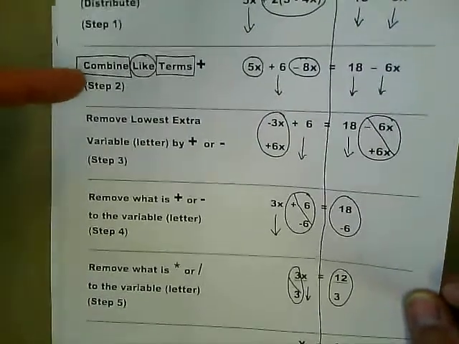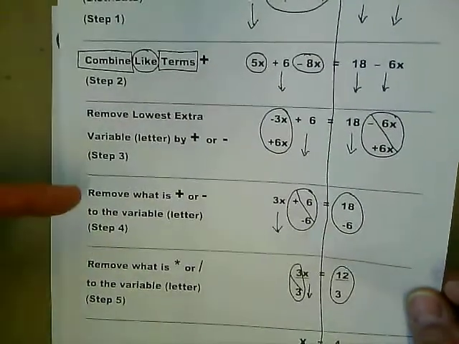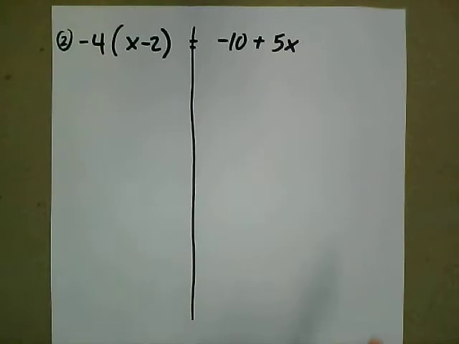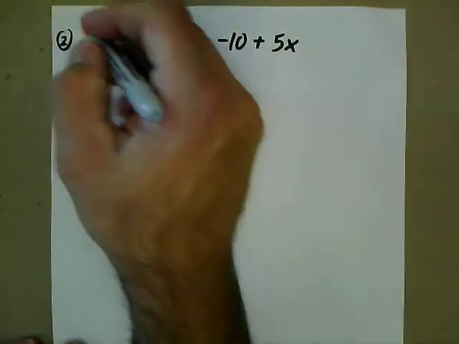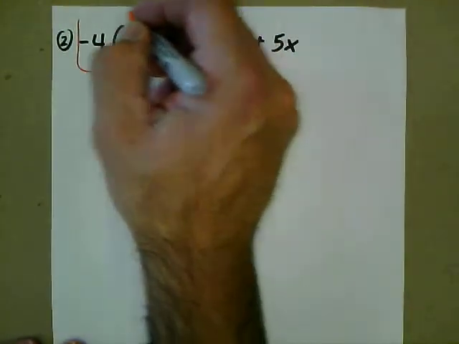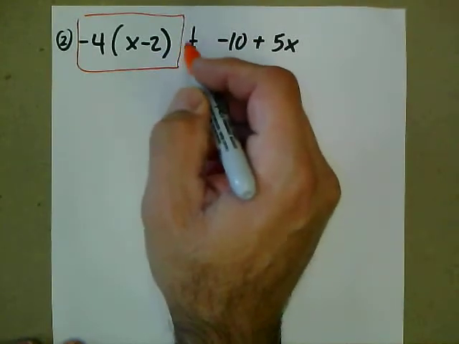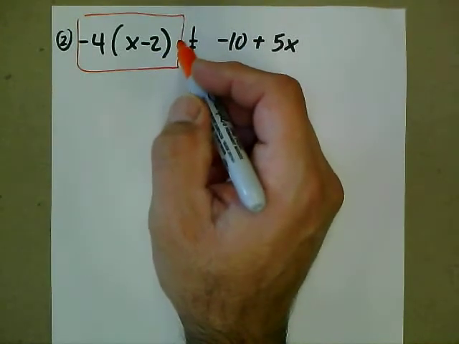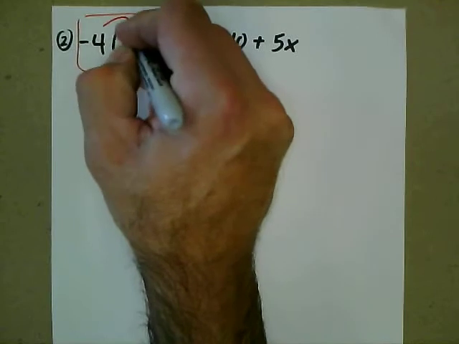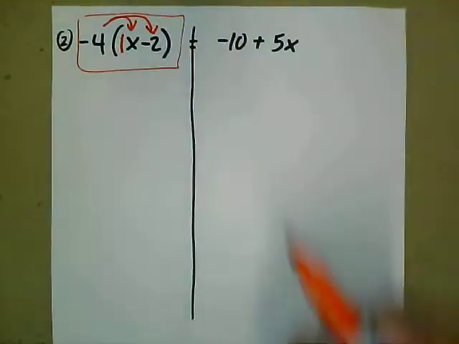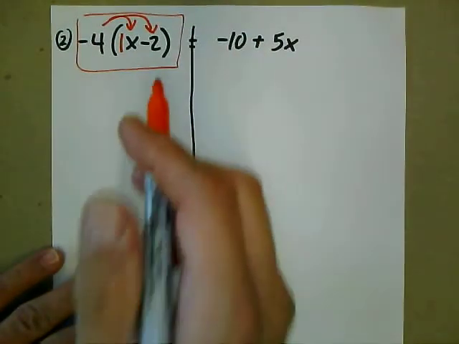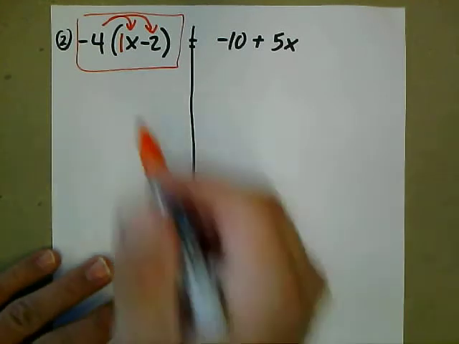Can we distribute? Can we combine like terms? Can we remove an extra variable? Can we add or subtract? Can we multiply or divide? So we're still going to look at distribute. That still happens to be here where the parentheses are. I know there's nothing else out here, so I know the combine like terms is the thing that's missing. So I'm going to go ahead and start multiplying or doing that distribute part.